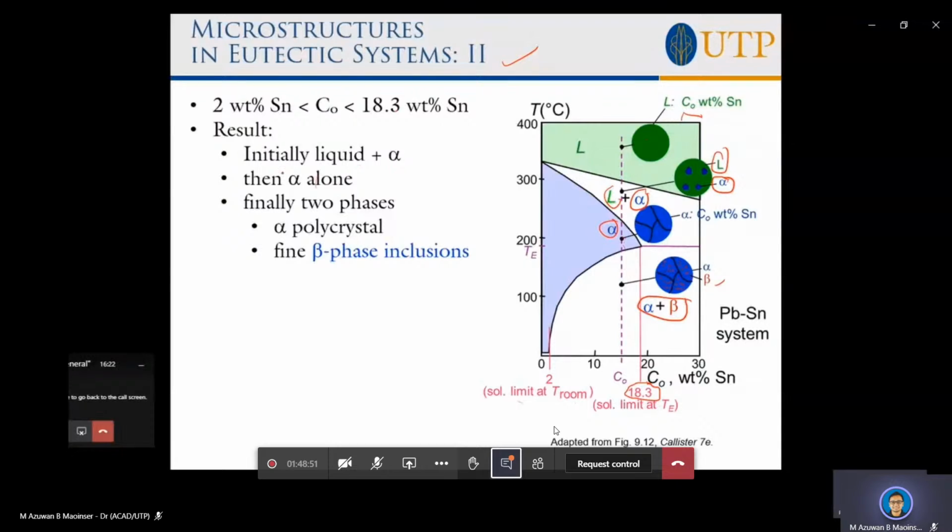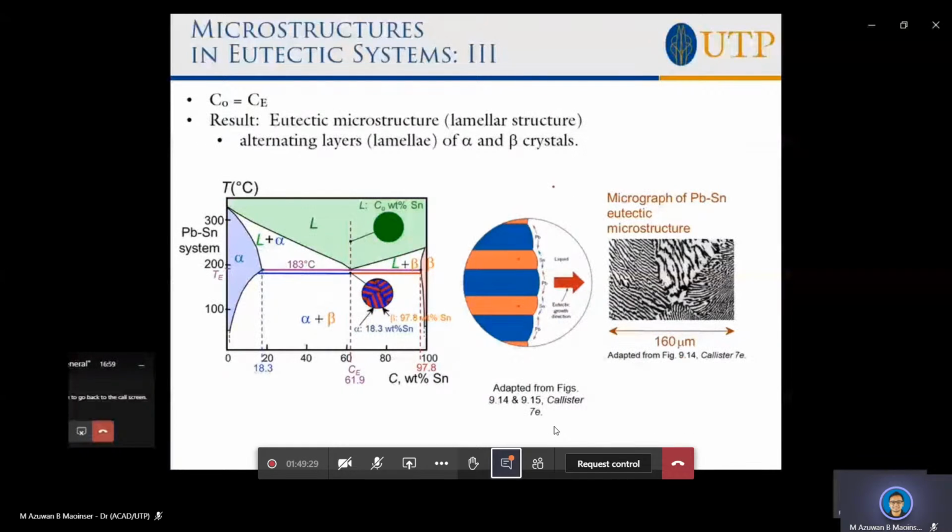Okay. I already talked about this one lah. Initially liquid and alpha, then alpha alone. Okay, finally 2 phases, alpha polycrystal and fine beta phase inclusion. Dia panggil inclusion. Dia panggil precipitates lah coming out from the alpha solid. Okay. So everything is just making sense, logical, depending on where you are, as you go down, what region. So tak ada apa, there's no Pandora's box ke apa kat sini. Everything you see in the phase diagram, that's what you get. So you just understand the phase diagram, itu sahaja.